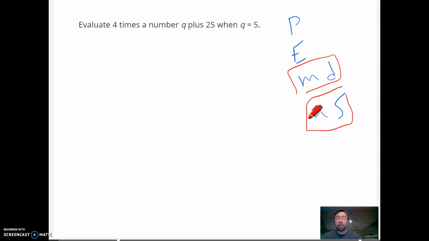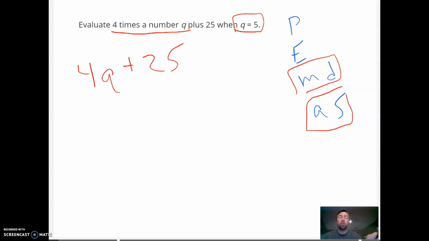So now we're just going to write out this problem here. So 4 times the number q, so 4q. And you guys have learned in middle school that to do 4 times q, you just put them together like that. 4 and q, you don't actually put a times sign. And then we have plus 25. Now we're evaluating that when q equals 5.